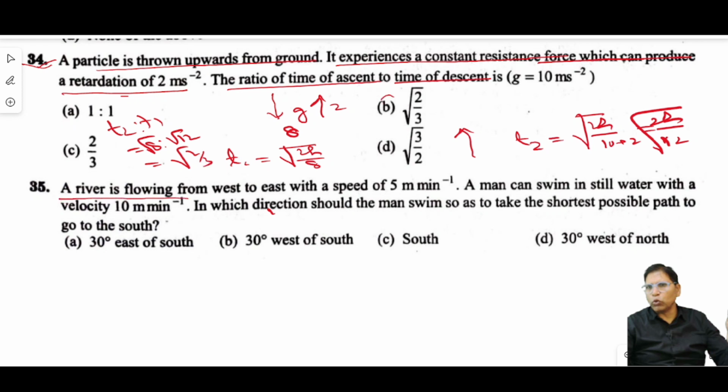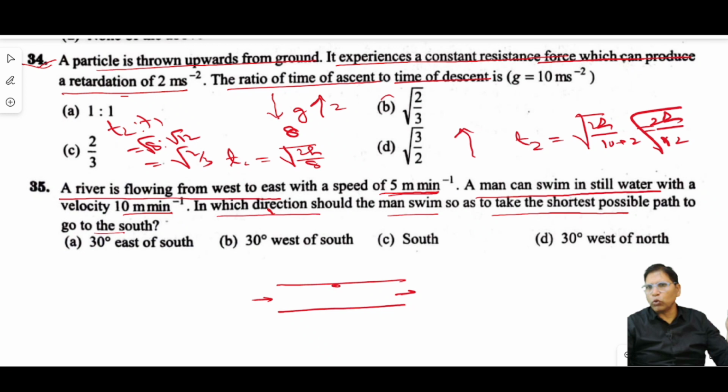Look at this, a river is flowing from west to east with a speed of 5 meter per second. A man can swim in still water with a velocity of 10 meter per second. In which direction should the man swim so as to take the shortest possible path to go to the south?